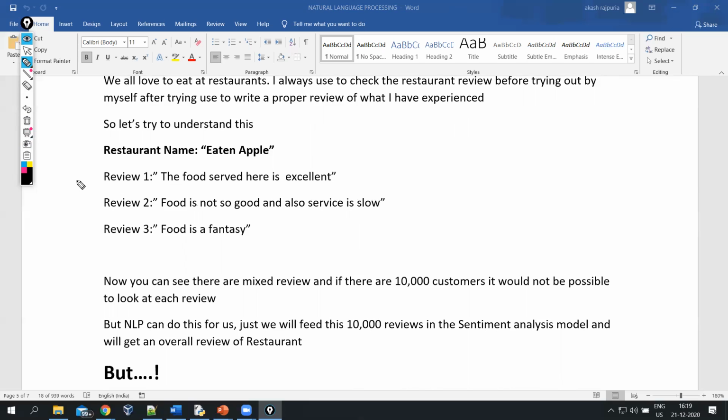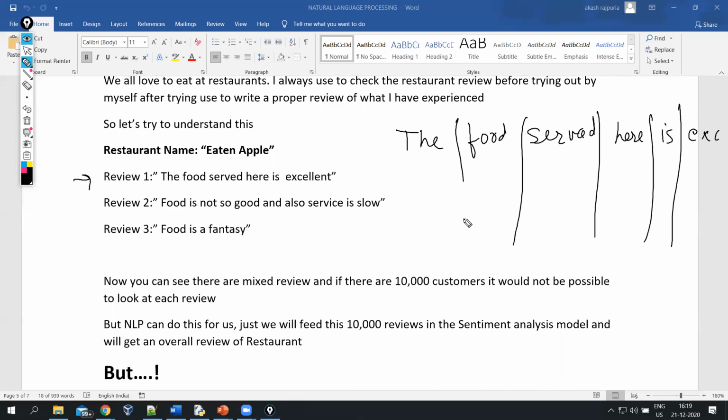So after removing the stop words, how does the bag of words model work? We have the first review, and we will count the unique words. For example, the unique words are the, food, served, here, is, excellent. These are the different words, for example. And we have the next sentence as well. In that, food is already there, so we will not write food again. Then is is also there, but not is not there, so for example I would write not here. Sorry, I don't have space here, so you can write it anywhere. In this way you can write it.